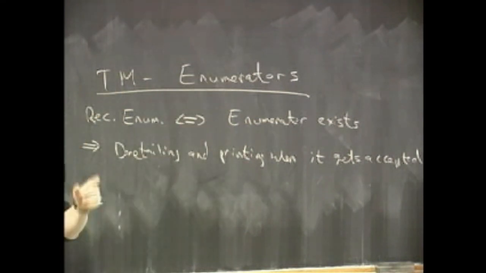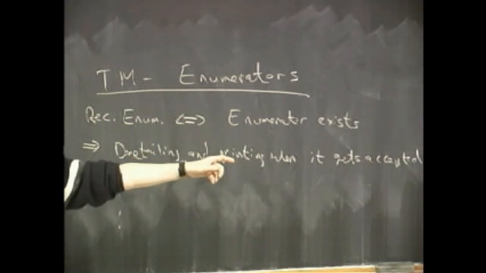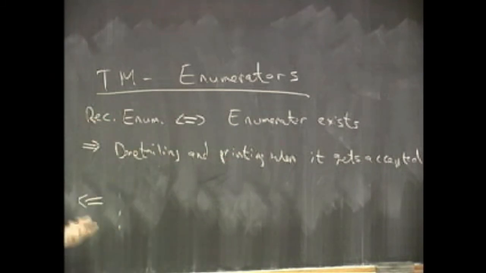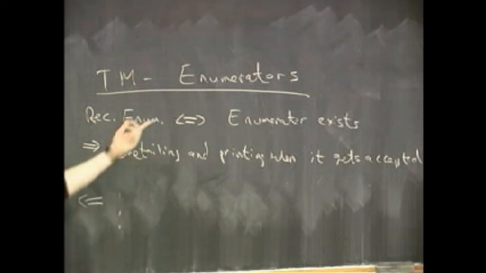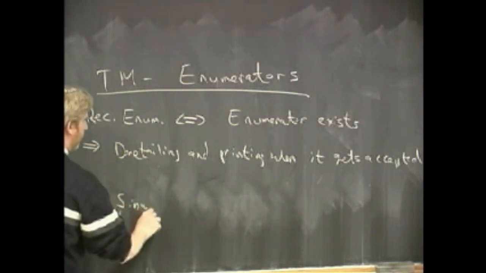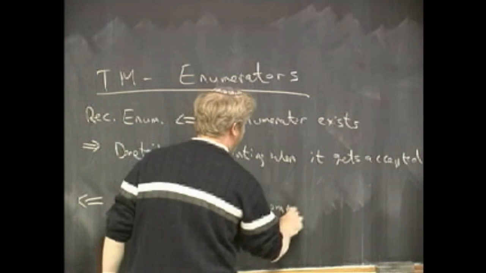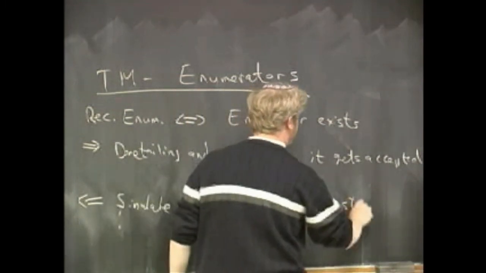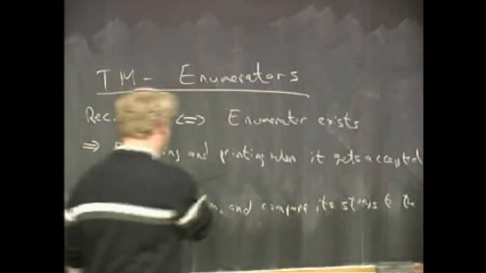The enumerator is eventually going to enumerate all the strings in the language. If your string that you're looking at is really in the language, sooner or later it's going to show up on that tape. And you'll match it. And you'll say yes. If it never shows up there, you'll run forever. But all we want is a recognizable Turing machine, not a decidable Turing machine. So this is just simulate the enumerator and compare its strings to the input. So this is an easier direction.